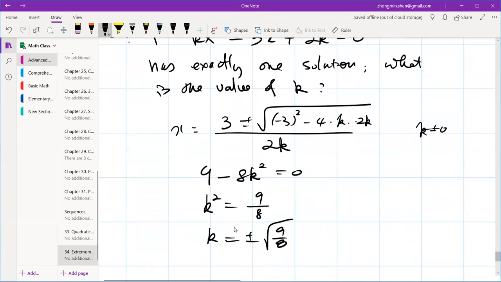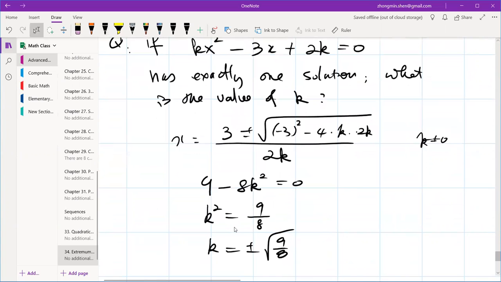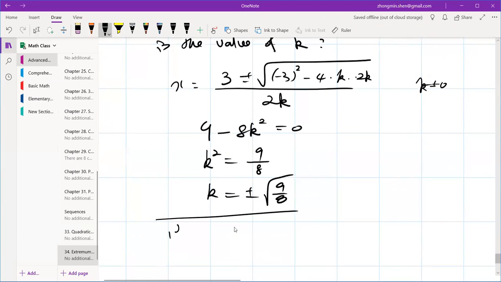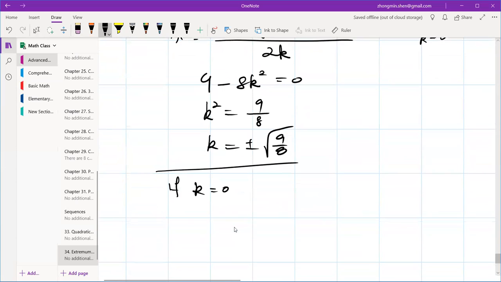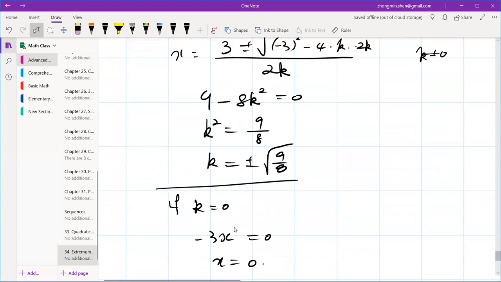Now, if k equals 0, x equals 0 is always a solution for any value of k, so don't miss that part. If k is 0, the equation simplifies to negative 3x equals 0, so x equals 0. So k equals 0 is also a solution. Sometimes you will forget that, right? Because when you write down the quadratic formula, you should immediately know that k cannot be 0, otherwise the formula is not even defined.